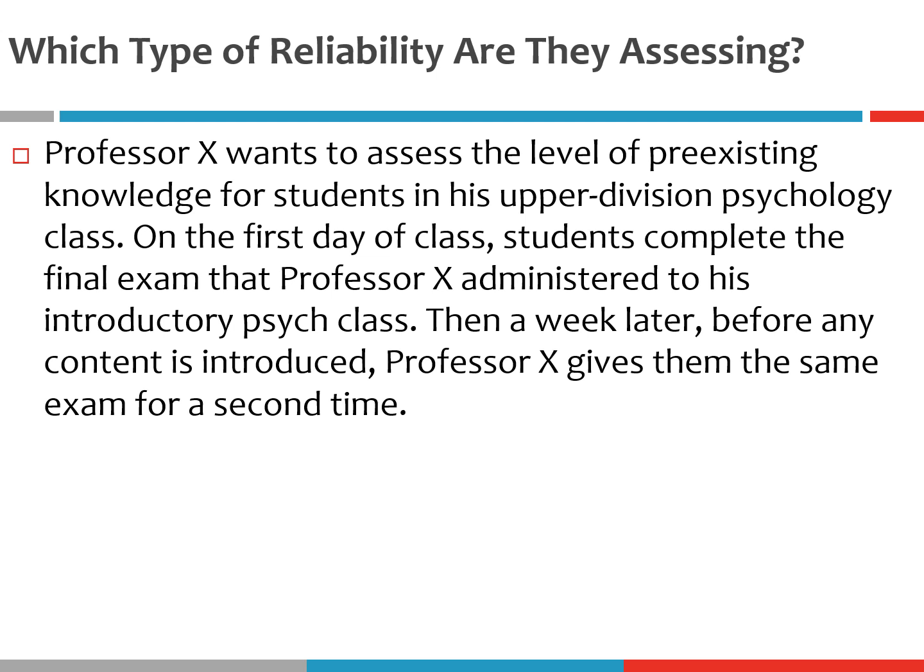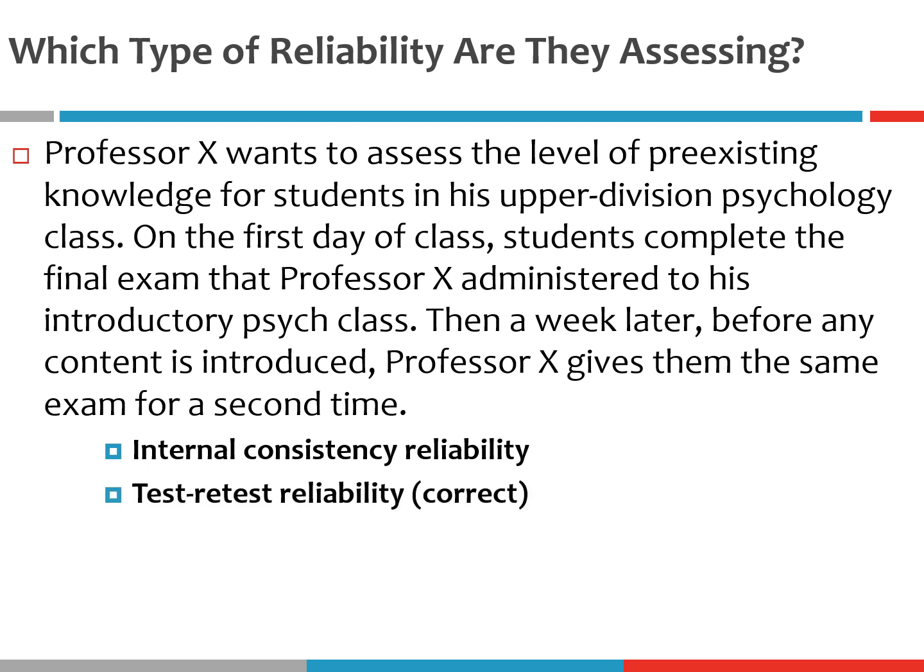So this one's pretty easy because you're getting the same exact measure, scale, test at two different periods of time with the same participants. So therefore, it has to be not internal consistency, obviously. Must be test-retest reliability. Cannot be alternate forms. So in this case, another example of test-retest reliability. So hopefully these examples clarify these three different types of reliability that are very important and when you would use each one.